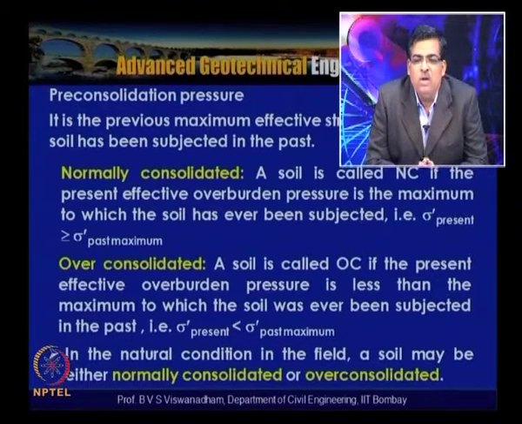In the natural condition in the field, the soil may be normally consolidated or over consolidated. In India, along the coastal areas of our peninsula, the soils are mostly normally consolidated in nature. In Europe and other countries, because of glaciation and other causes, soils can be in the over consolidated state. So normally consolidated means sigma dash present is greater than or equal to sigma dash past maximum, and over consolidated means sigma dash present is less than sigma dash past maximum.